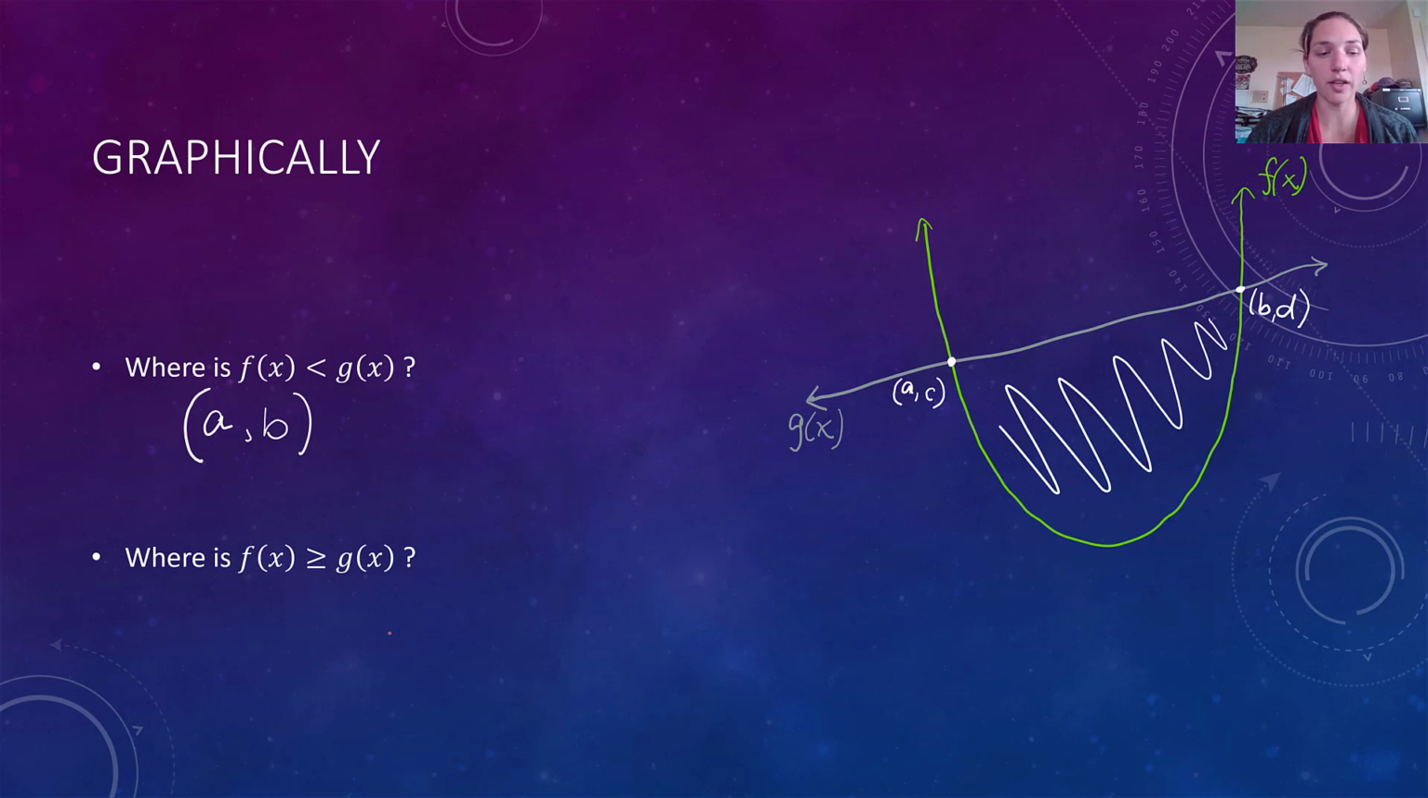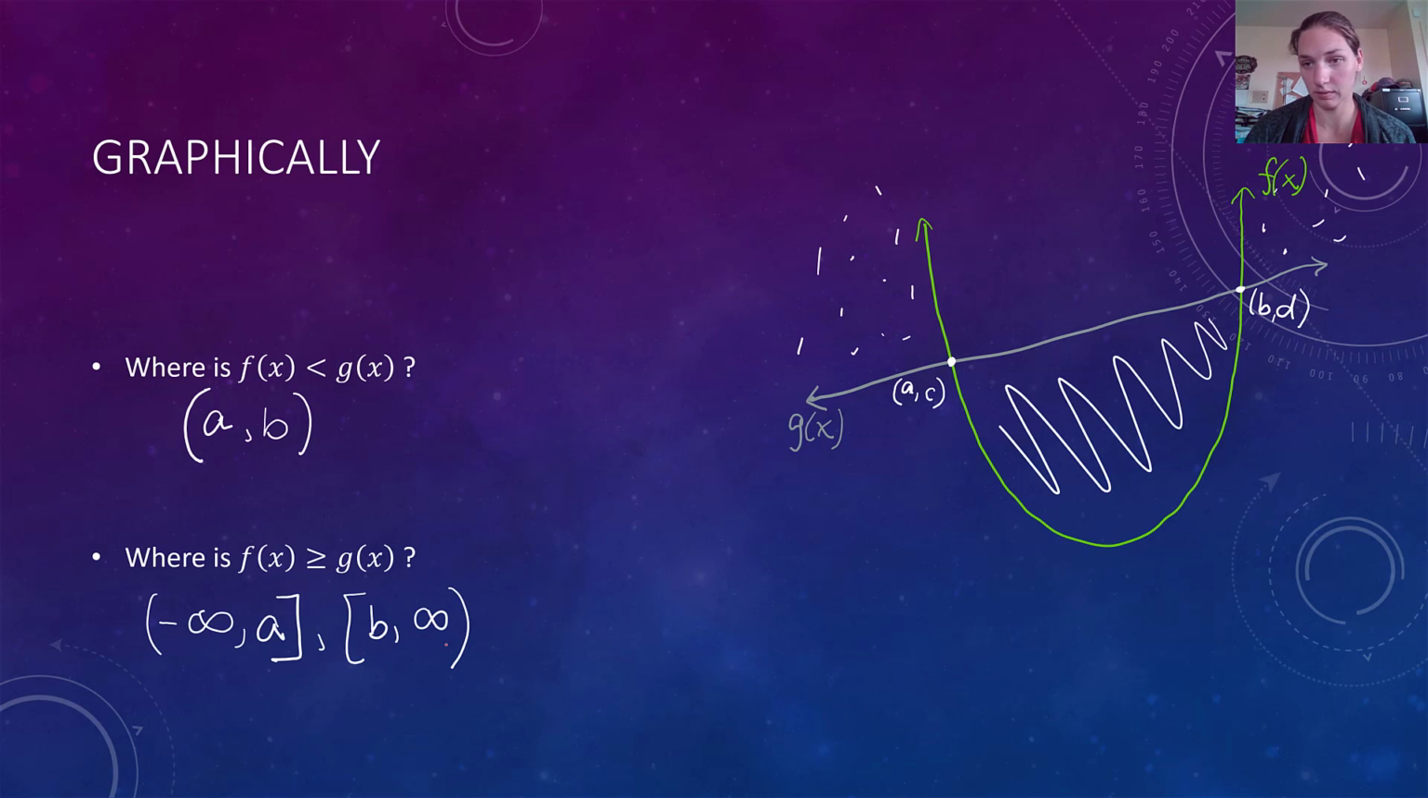Where is f of x greater than or equal to g of x? Now we're up here, right, in this area and this area. Maybe I'll make that dotted. In these areas, so it'll be from negative infinity to a, and from b to infinity. Okay, so what we're looking at here is graphically where the y values from the quadratic are lower than the y values from the linear, and vice versa.